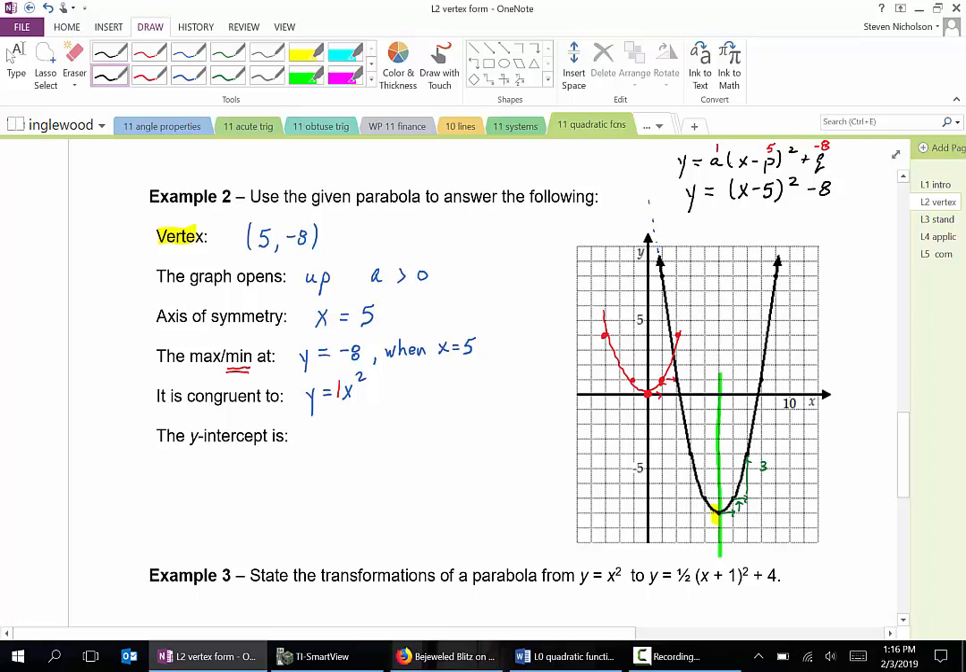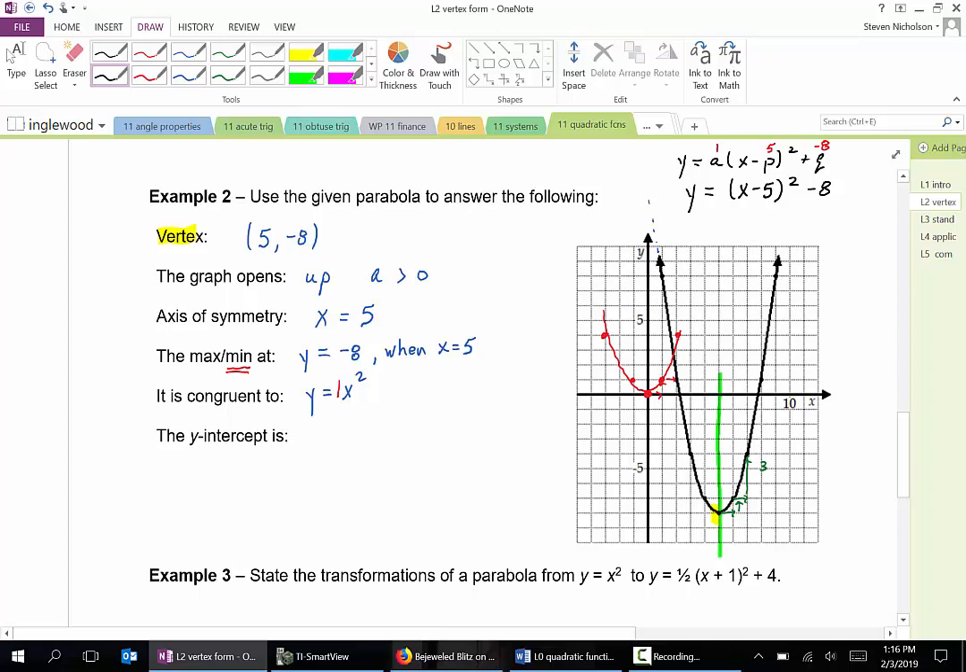And if we can simply figure out A, well, we know it opens up, so A has to be positive, and we have to determine what the value of A is. Given that the pattern is the same to go from one point to another, it has to be the same value as our basic one. So in this one right there, there's my equation.